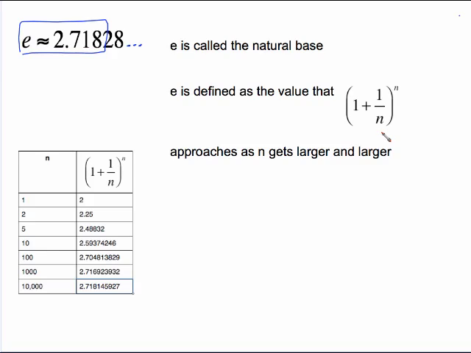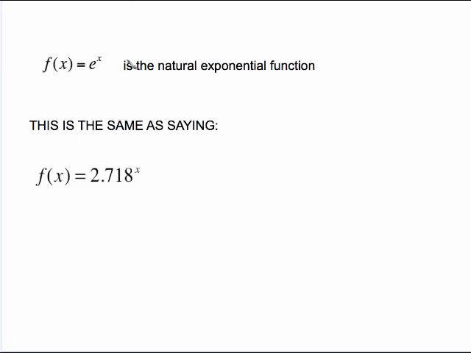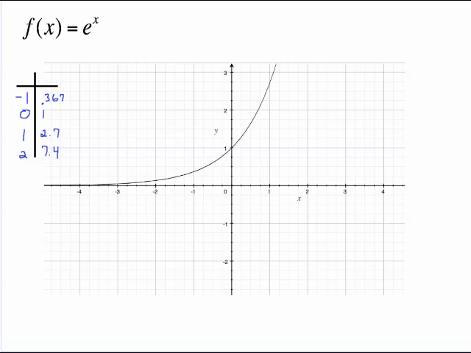It is an irrational number. It is used in a whole lot of word problems that you're going to see in the rest of this chapter. The graphs that we did with a to the x are going to look the same with e to the x. So f of x equals e to the x is called the natural exponential function. Now because e equals 2.718, this is the same as saying f of x equals 2.718 to the x. This graph is going to look like 2 to the x or 3 to the x. It's just that this is a decimal.